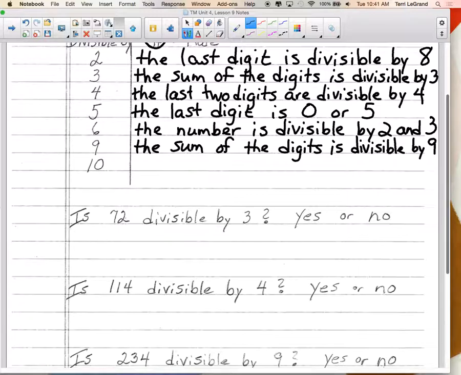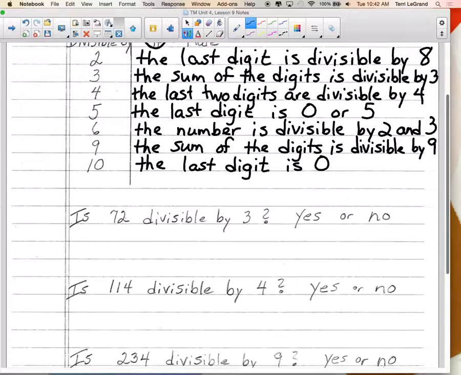Okay, what's the rule for dividing by 10? The last digit is 0. Yep, if the last digit is 0. If the number ends in a 0, it's divisible by 10, right?